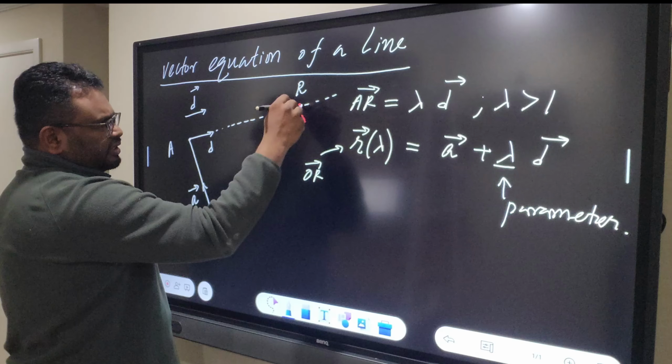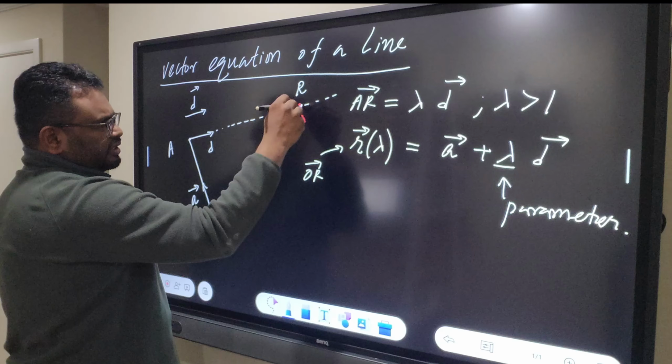Now we are going to define another vector which is D, in this direction. I'm going to translate that into here, so that D vector is going here. So this is the line we are discussing.